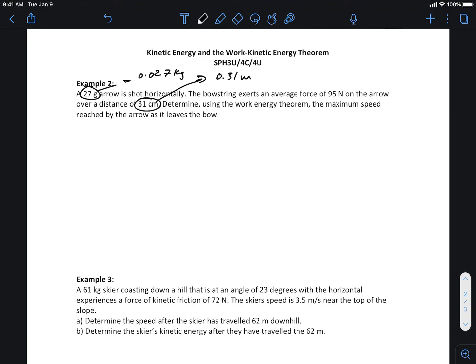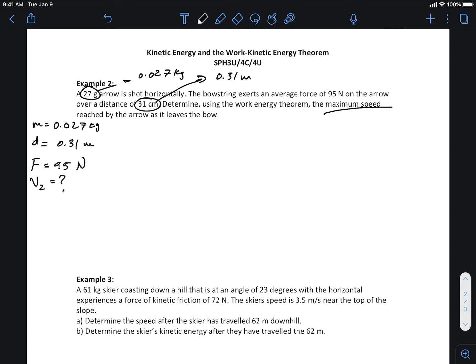Okay, so let's go. Mass m equals 0.027 kg. We know the distance or displacement that the force is acting over is 0.31 meters, right? And we know the force is equal to 95 newtons. What is it we're looking for? Well, we're looking for the maximum speed, which is going to occur as soon as the arrow leaves the bow, so we could call that V2. We're looking for V2.